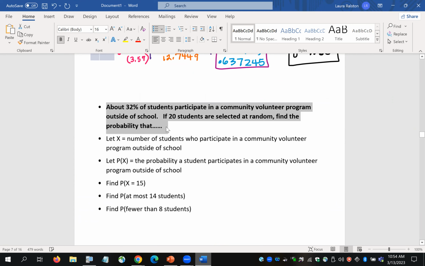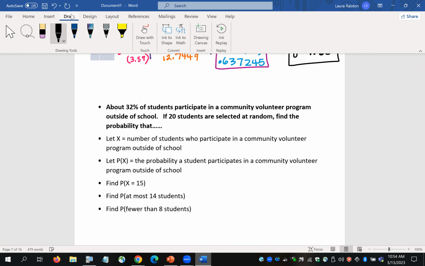The question reads, about 32% of students participate in a community volunteer program outside of school. If 20 students are randomly selected, find the probability that, and then they're going to give us some questions. In this scenario, the X represents the number of students who participate in a community volunteer program outside of school. The P of X is the probability that they participate in the volunteer program outside of school.